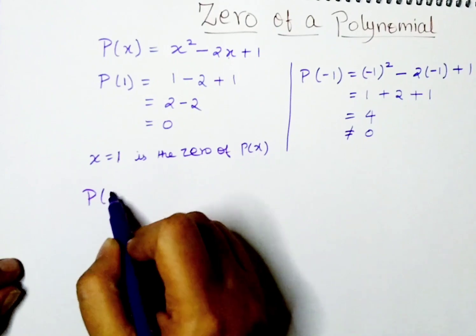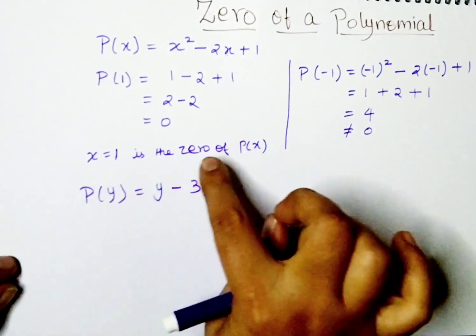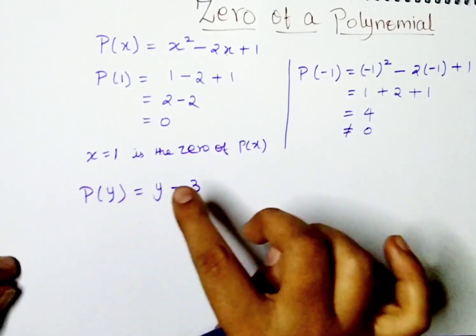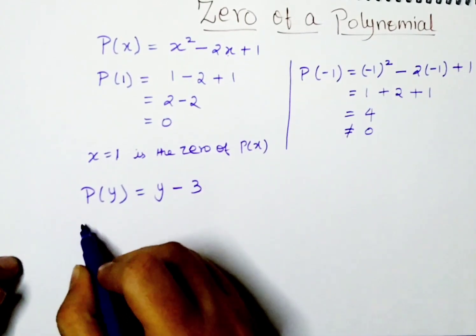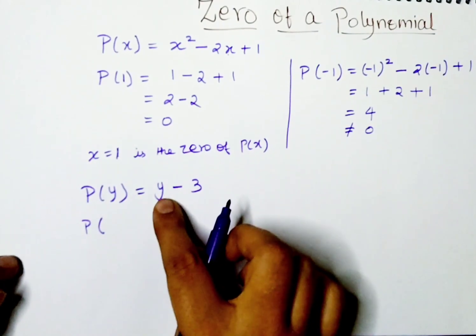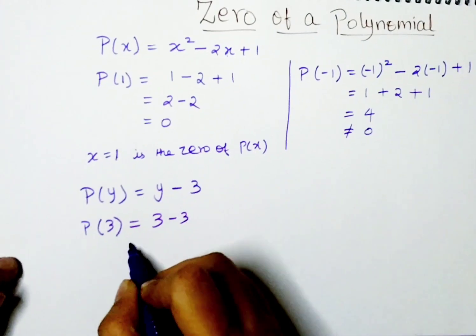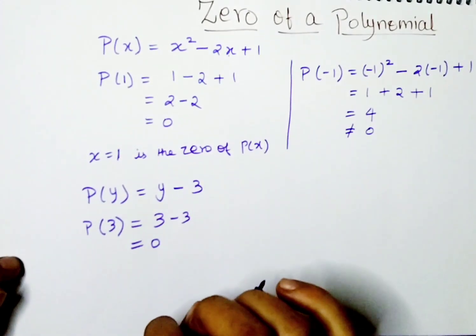Another example we'll take: p of y equals y minus 3. This is just like the trial and error method. Whatever number we substitute, if it makes the answer 0, then that value is a zero. Later, in the next exercise, we will learn how to find zeros in other ways. You can also guess here: what value if you substitute will give 0? Let's substitute 3. 3 minus 3 is 0, so 3 is the zero of this polynomial.